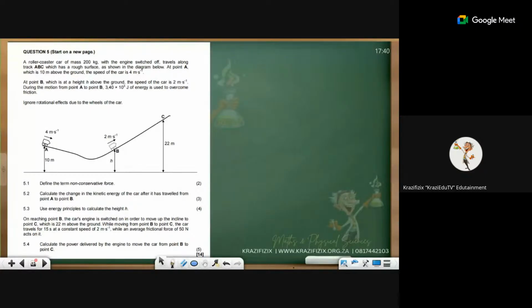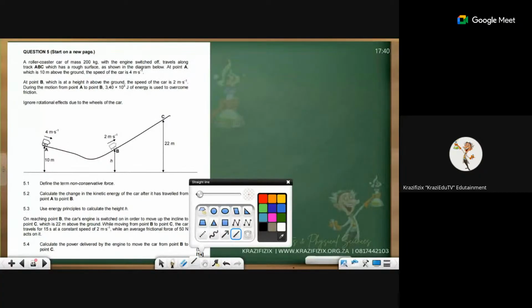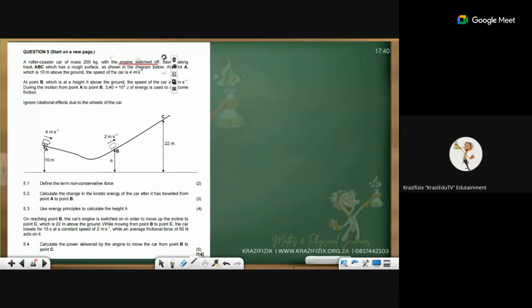A roller coaster car of mass 200 kilograms with its engine switched off. You need to read that statement very well. Engine switched what? Off. It means there's no power, no force applied. All right, travels along track ABC, which has a rough surface friction, as shown in the diagram below. At point A, which is 10 meters above the ground, the speed of the car is 4. Okay, we are giving that information as well.